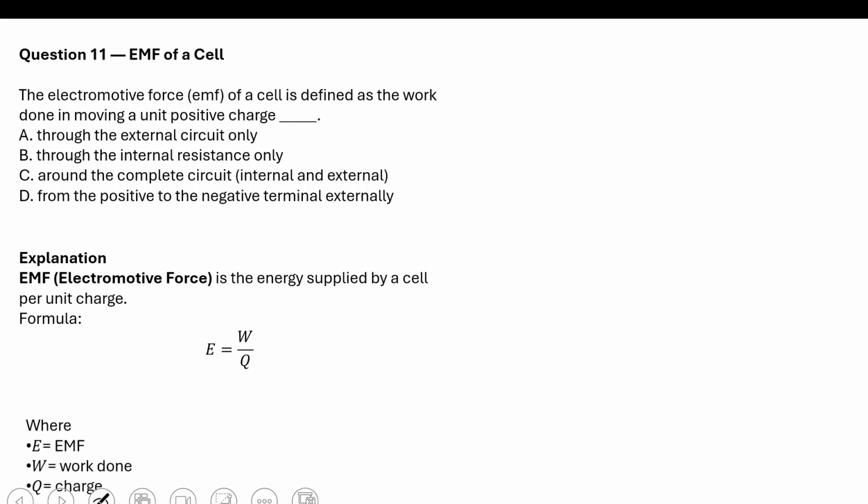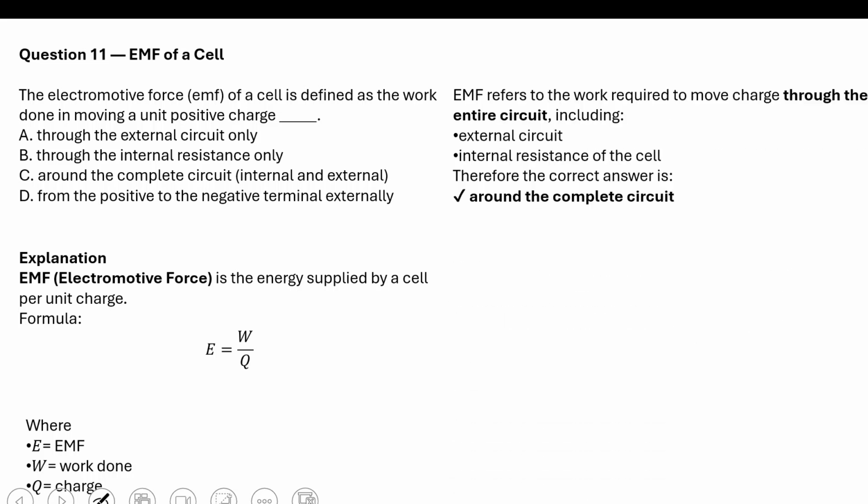So we're trying to arrive at the answer. E is EMF, W is work done, and Q is charge. EMF refers to the work required to move a charge through the entire circuit, including the external circuit and internal circuit, and the correct answer is around the complete circuit. So step by step, EMF is the work required to move a charge through the entire circuit, around the complete circuit. So the answer is C, both internal and external.